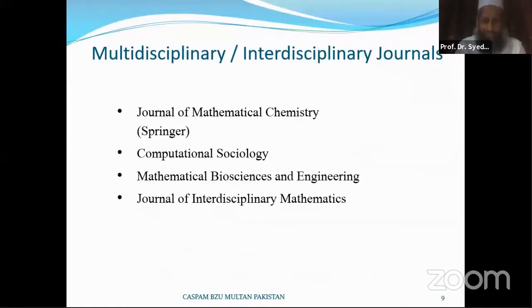And I have just given some examples of multidisciplinary journals that involve mathematics. For example, Journal of Mathematical Chemistry, published by Springer. There is a Journal of Computational Sociology, a journal namely Mathematical Biosciences and Engineering, and there is a Journal of Interdisciplinary Mathematics as well.